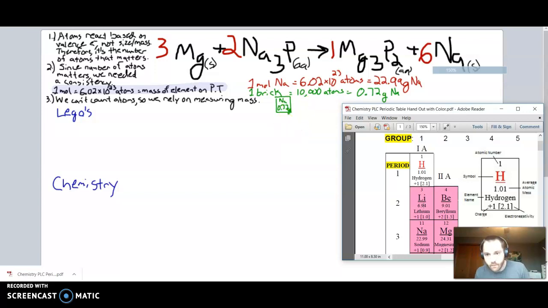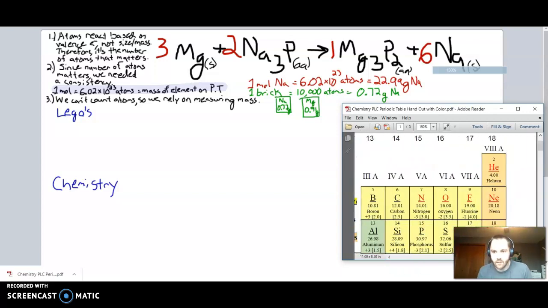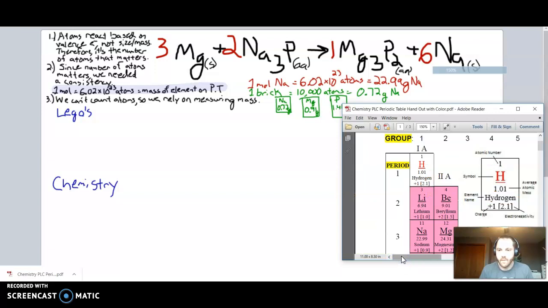Maybe I make up a different number. Magnesium, you can see, is heavier, not too much heavier. But let's pretend my magnesium Lego brick is, I don't know, 0.91 grams. And then phosphorus, if we look on our periodic table, is going to be a little bit heavier. So maybe we make up a number and say that phosphorus now is 1.41 grams as a Lego brick. Obviously, those masses are a little bit different, but we're going back to our analogy.